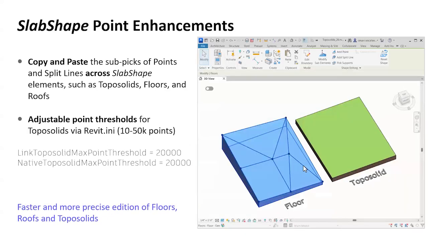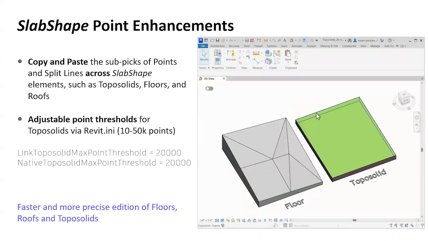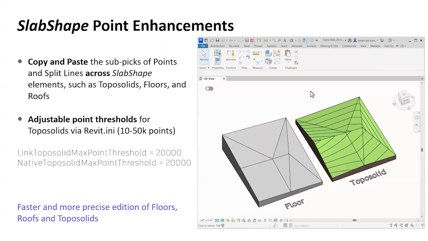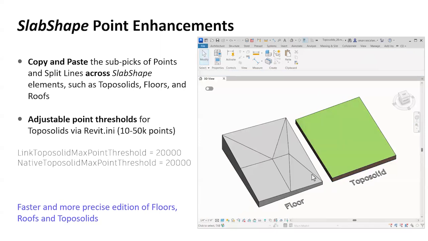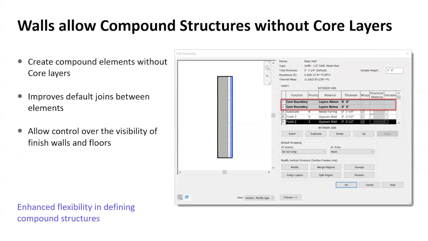Speaking of enhancements to topography, we can edit topography, floors, roofs by going into the sub elements and copying and pasting from a sub element right into another type. So pretty great. I can see this applicable for curb cuts and such, or modifications to these elements that you want to copy and paste to other elements.